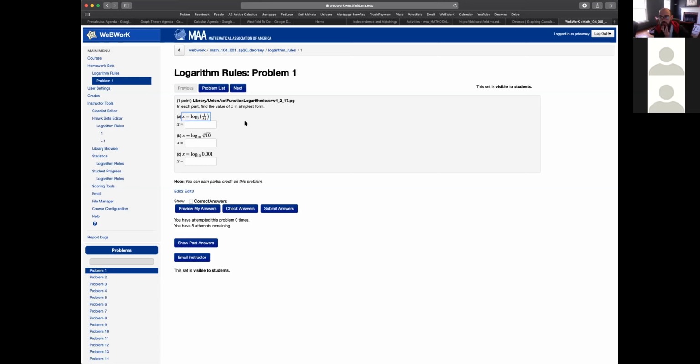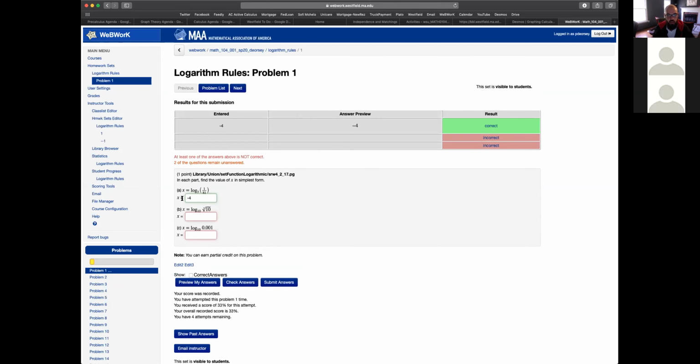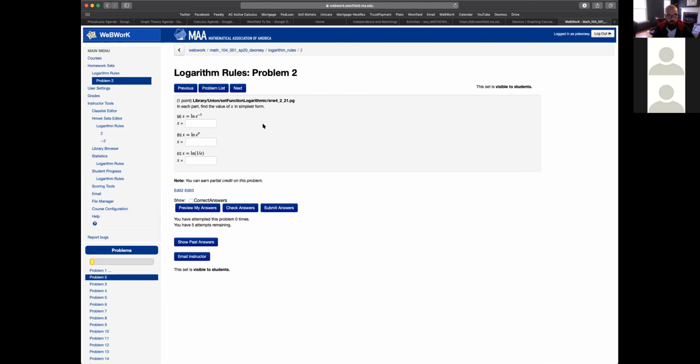And so I wouldn't guess and check on this one, right? I would try to think about, hey, what power of 3 is going to give me 1 over 81? I would try to find that exact number. And do you know what it is? Negative 4. Yeah, right. So if we put negative 4 in here, and when we submit, it'll tell me that that is correct, right? So that would be an exact answer.